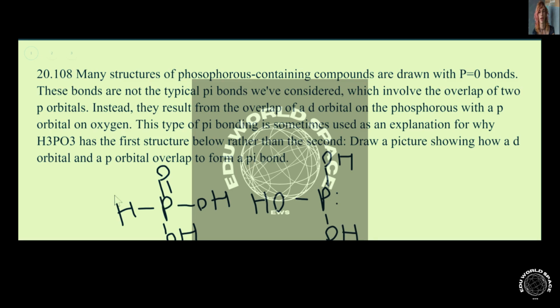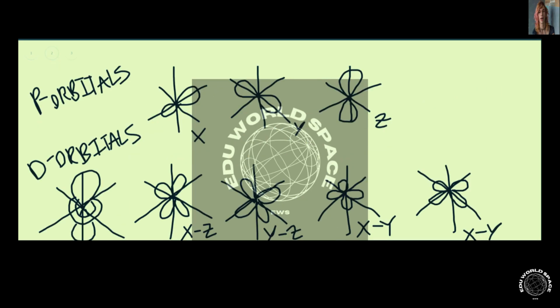And then we're asked to draw a picture showing how a d orbital and a p orbital overlap to form a pi bond. So before we do that, I've drawn p and d orbitals for you to look at first. So our p orbitals are a set of dumbbells aligned along the x, y, and z axes. Our d orbitals, on the other hand, are sets of two dumbbells that are staggered with the axes. So they're diagonal rather than aligned up and down and across.